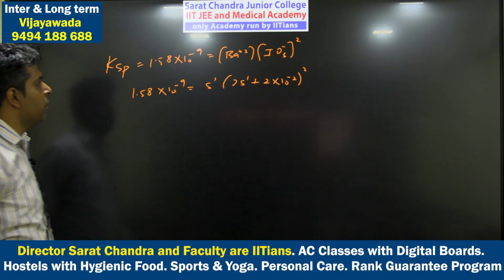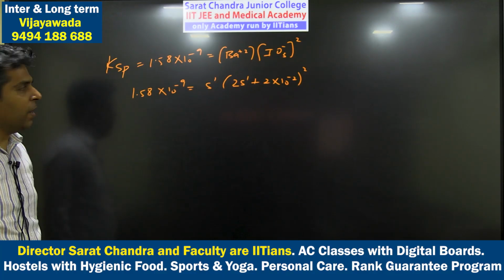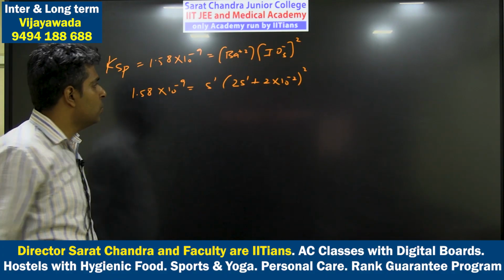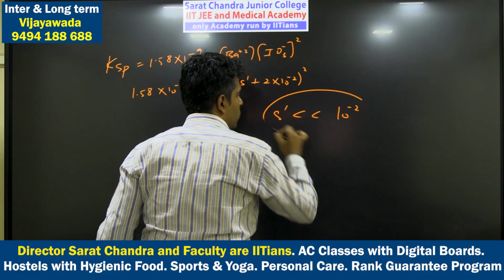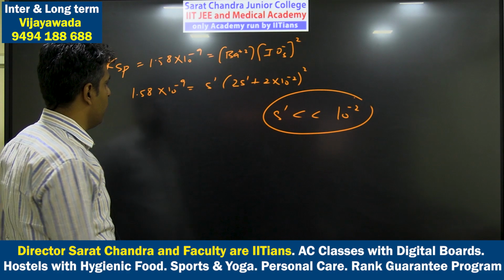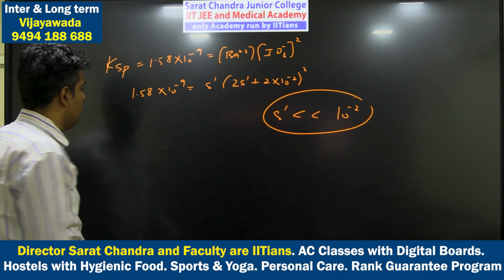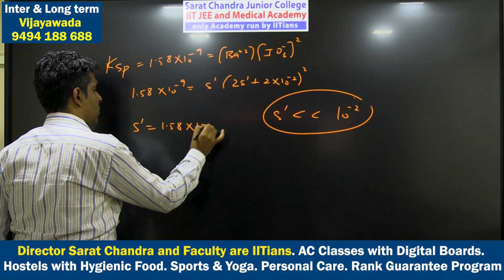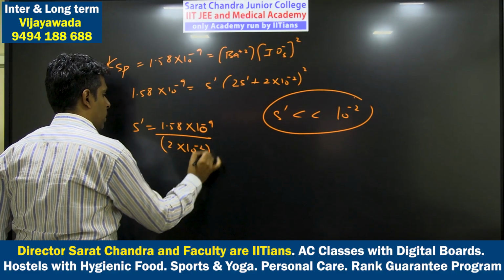Now you can see the value of S dash will come out of the order of 10 to the power minus 9. It will be very less as compared to 10 to the power minus 2. So S dash is very much less than the order of 10 to the power minus 2. So we are neglecting S dash with respect to 2 into 10 to the power minus 2, that is the concentration of iodate ion that is already present in the solution. So from here we'll get the value of S dash by 2 into 10 to the power minus 2 whole square.